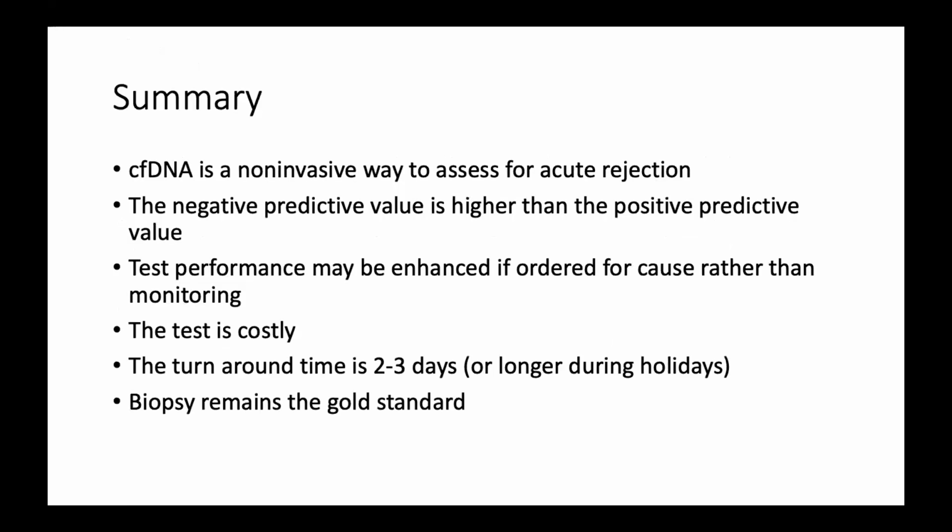In summary, in general, cell-free DNA is a non-invasive way to assess for acute rejection. The negative predictive value is higher than the positive predictive value, so a negative test may be more valuable, because if you have a positive test, not only that there may be rejection, there may not be rejection. But when you have a positive test, you don't know what kind of rejection is going on. Is it cellular rejection or antibody-mediated rejection? So you still need the tissue to decide what is going on, because the treatment will certainly differ whether you're dealing with cellular rejection or antibody-mediated rejection.